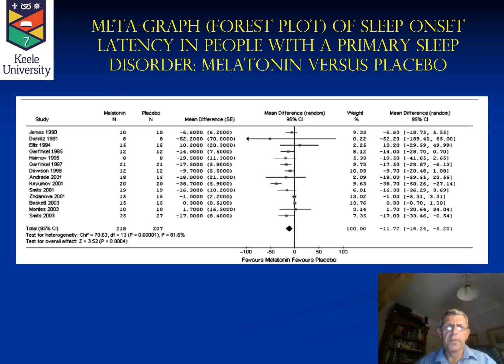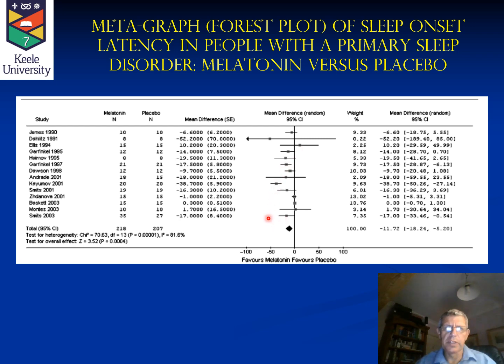Here we see a forest plot of sleep onset latency in people with a primary sleep disorder. And down here we can see if it's to the left of the line, then it favors melatonin, meaning that they're getting to sleep quicker. And here we see favors placebo. And we can see that for most of the studies, there's a small difference suggesting that melatonin does help to get to sleep slightly more quickly, although some of the points lie on the line and one lies to the right favoring placebo.